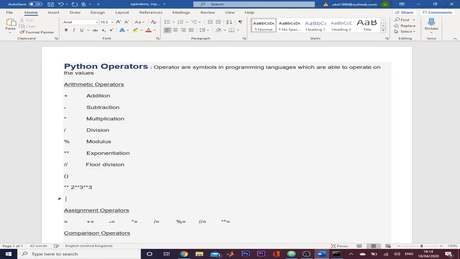The next in the order is division, multiplication, and our modulus. These will be evaluated after the power operator, and they will be evaluated from left to right. In any expression, they will be evaluated from left to right.